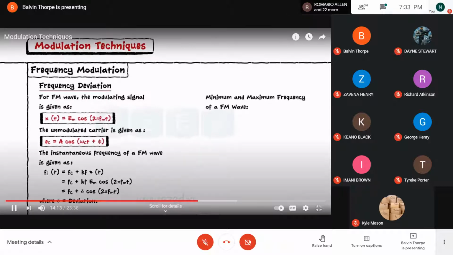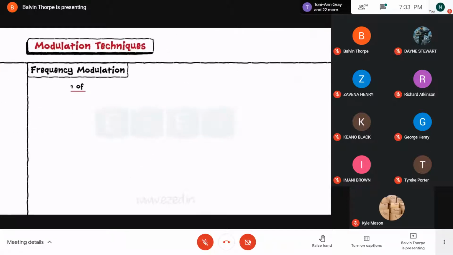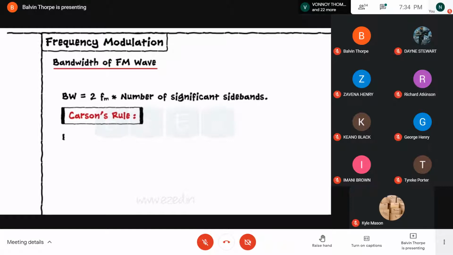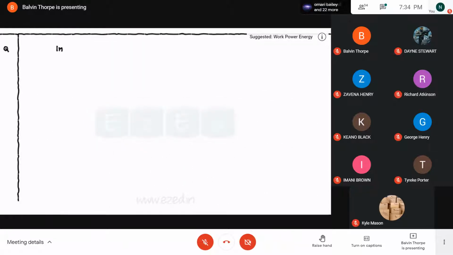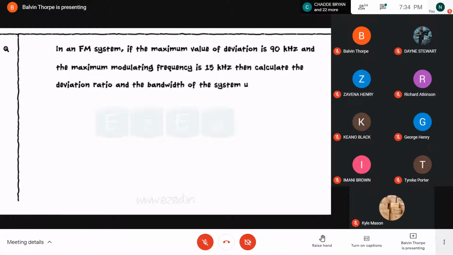Minimum frequency of the modulated wave is given as F minimum equals Fc minus delta, and maximum frequency is given as F maximum equals Fc plus delta. The bandwidth of an FM wave is calculated as BW equals 2 times the number of sidebands. It can also be obtained using Carson's rule as BW equals 2 times (maximum deviation plus maximum frequency). Consider an example now. In an FM system, if the maximum value of deviation is 90 kHz and the maximum modulating frequency is 15 kHz, then calculate the deviation ratio and bandwidth of the system using Carson's rule.